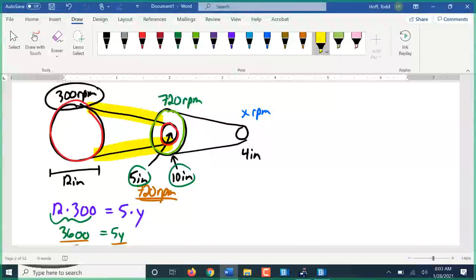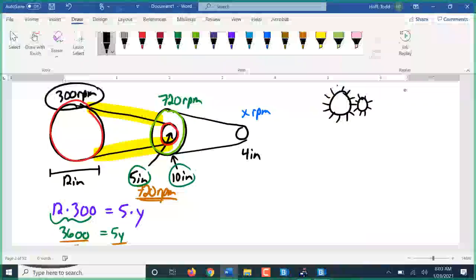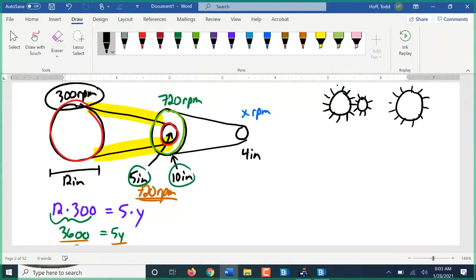Same for gears. With gears, that change in RPM only occurs when they're meshing with teeth. So for gears, if the teeth are meshing, then we have the change or transfer of RPMs. If they're on the same shaft, well, then they have to turn the same RPM because that shaft is solid. It's not going to change speeds from one end to another.